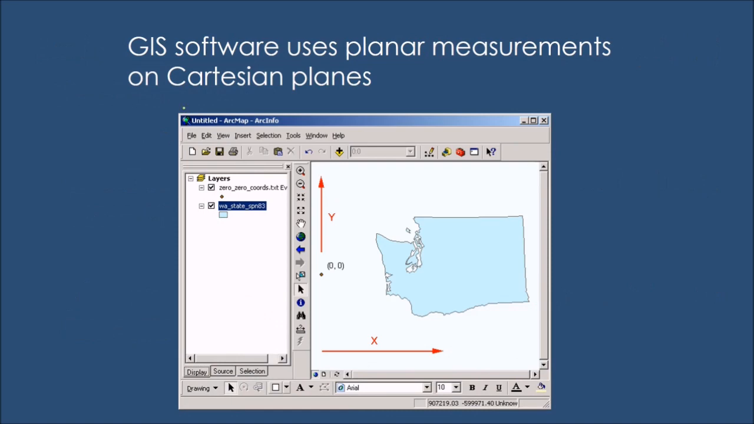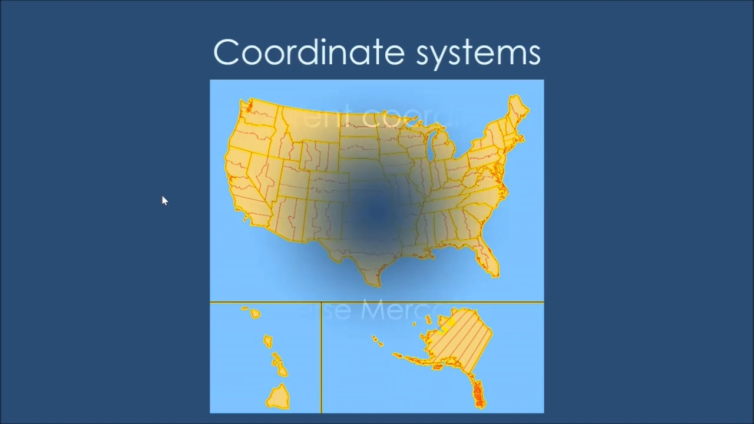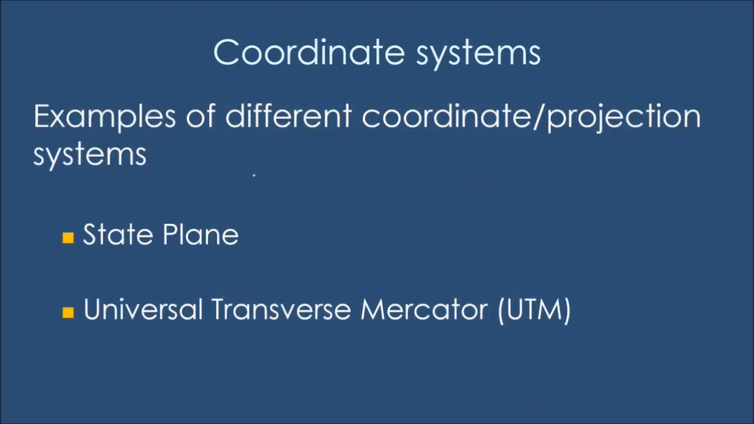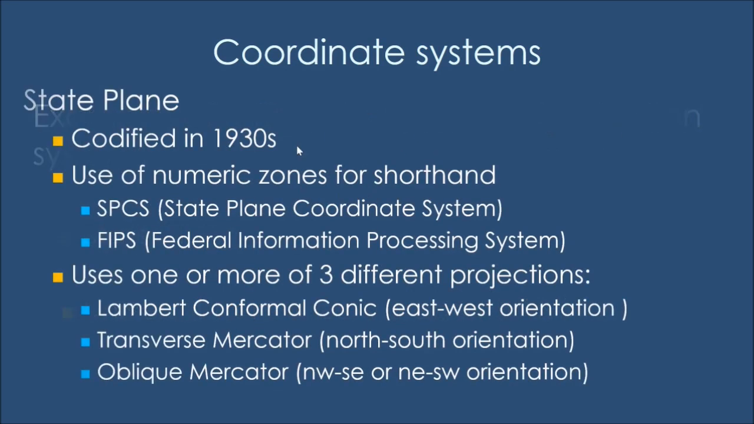So GIS software uses planar measurements on Cartesian planes. This is the coordinate system. We can have examples of different coordinate projection systems like State Plane and UTM. This is the State Plane coordinate system, which was codified in the 1930s. They use numeric zones for shorthand and use one of three different projections: Lambert conformal conic, transverse Mercator and oblique Mercator.